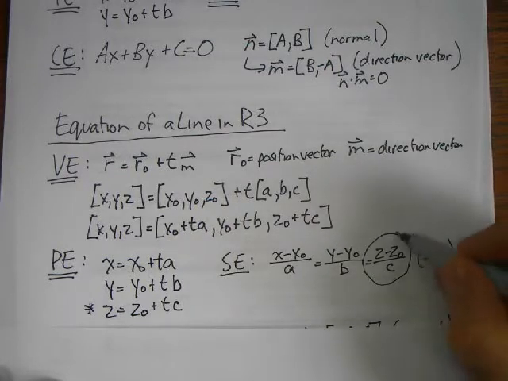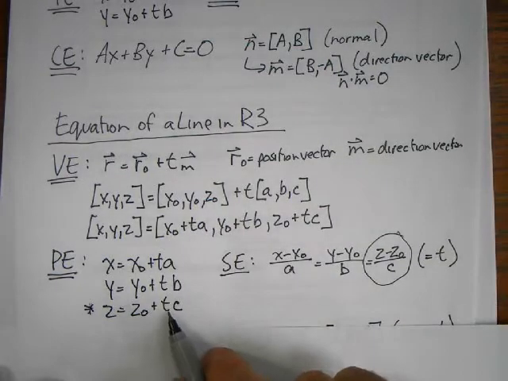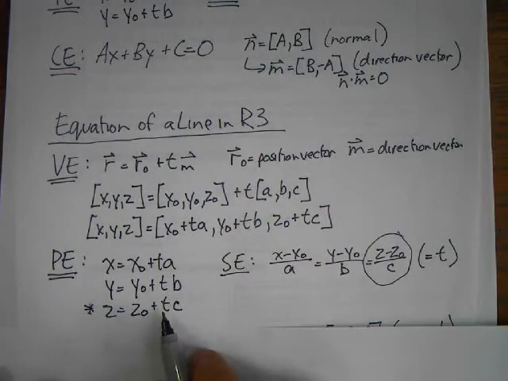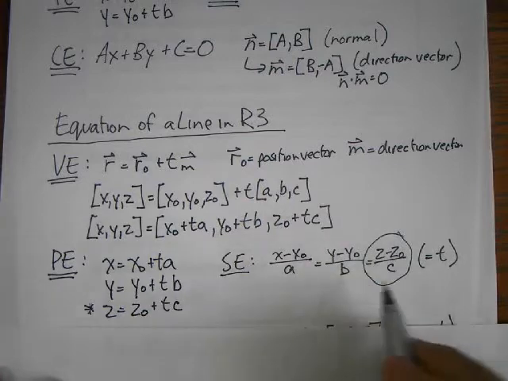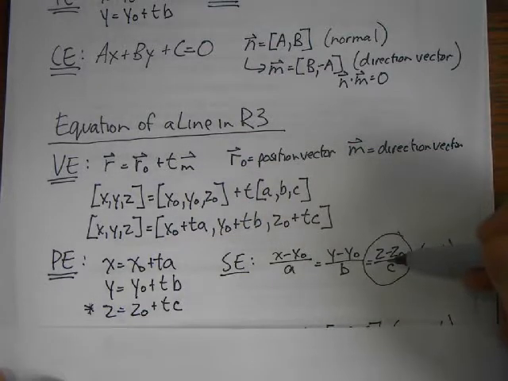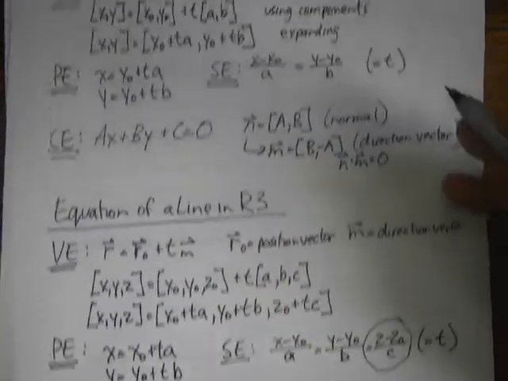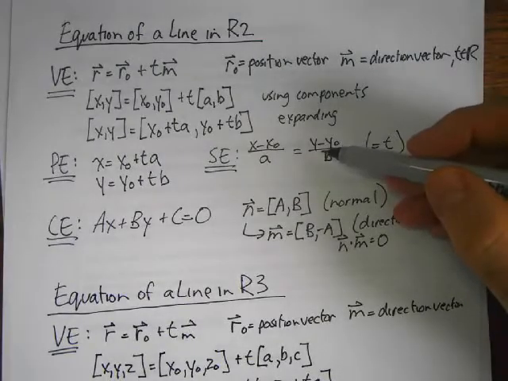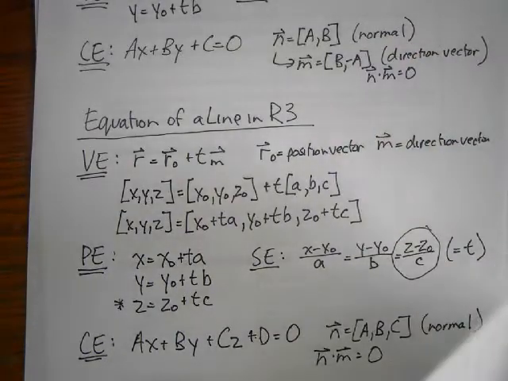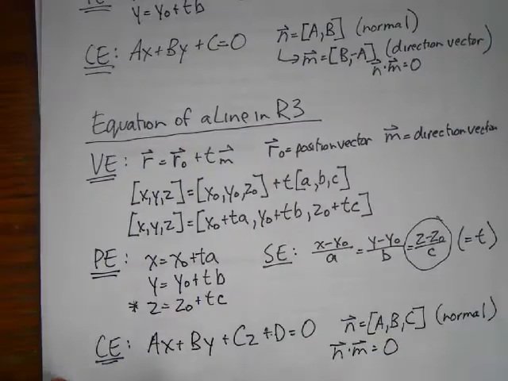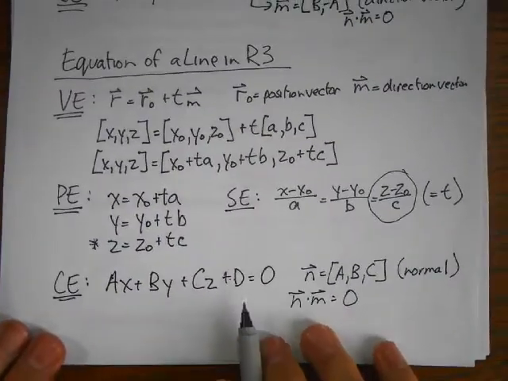This one here is new, which basically comes from isolating t in this equation. Okay, so we have three parts to the equation now for the symmetric equation, whereas before we just had the two parts for the x and y. Okay, and then we didn't spend a whole lot of time on this, but there's also Cartesian equation in R3.